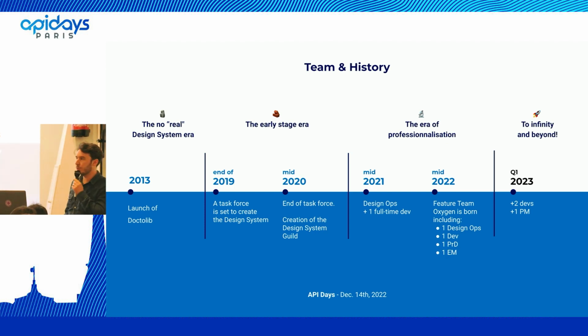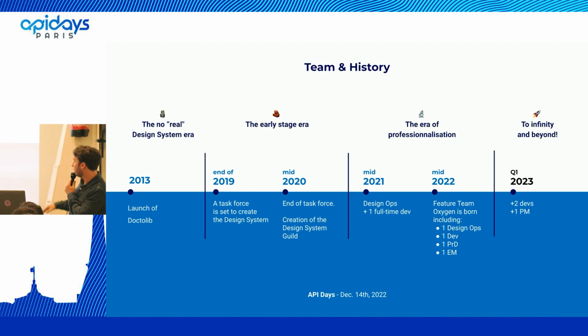Doctolib was launched in 2013, and the design system team has really existed since mid-2022. In between, we had a task force at the end of 2019. So all that time, it means that we had no design system. Everyone was working in silos. Designers were working on Sketch, then Figma, on the side. Developers had a kind of shared library, but that's it. It means that we have a huge legacy, a huge amount of custom craft across all our code base.